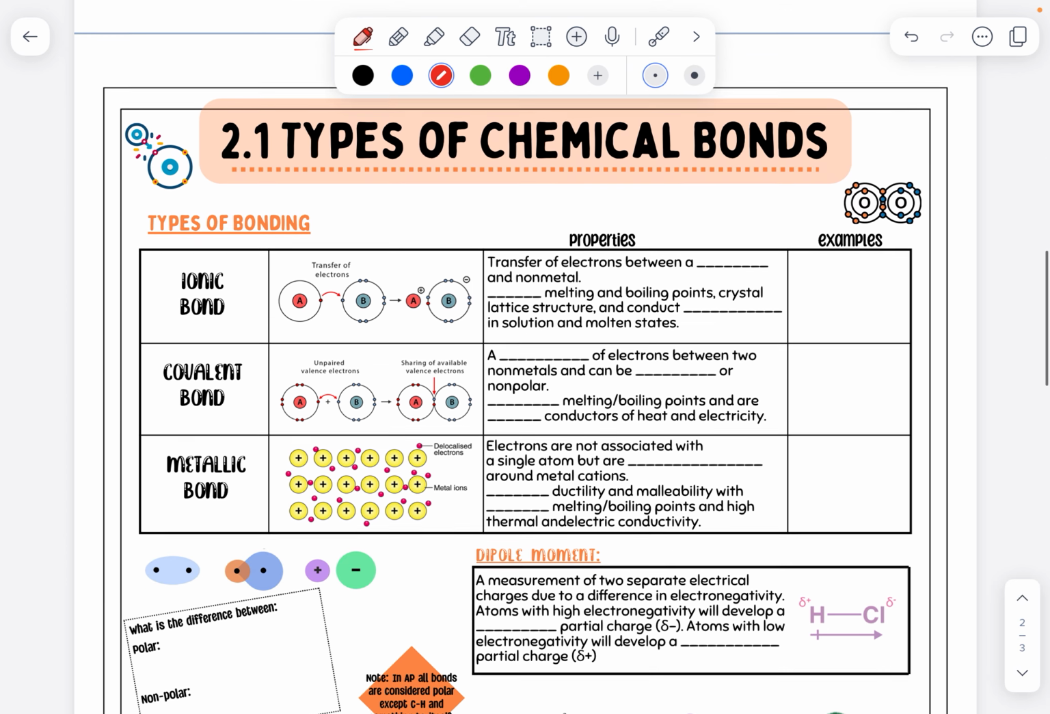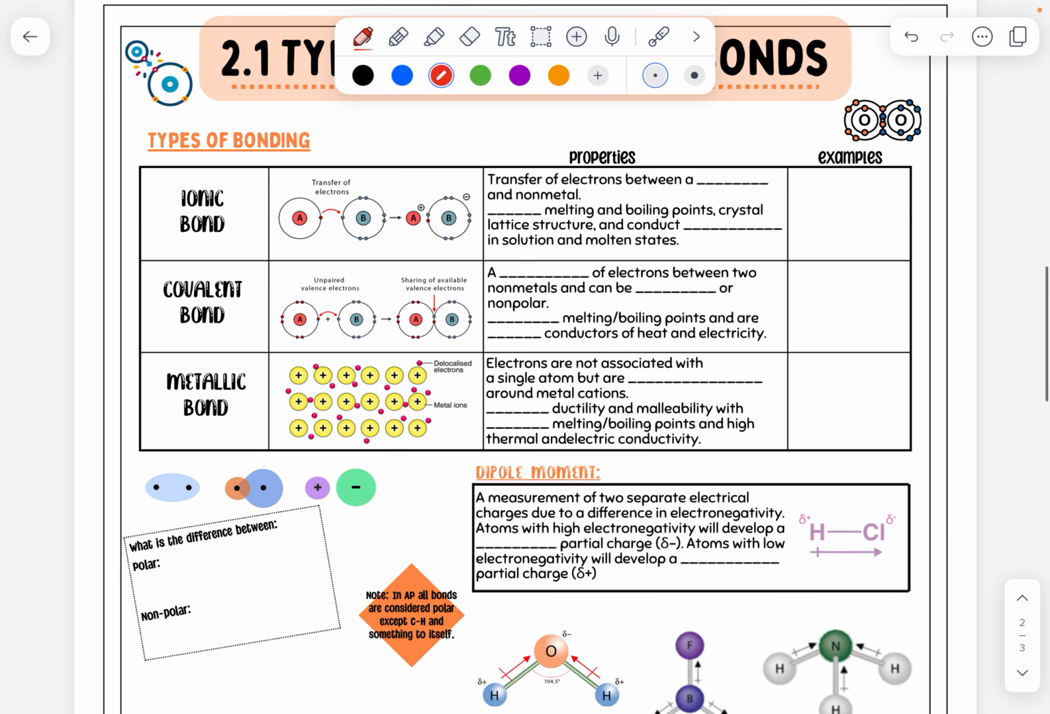So the first type of bond we're going to talk about is ionic bonds. In ionic bonds, there's a transfer of electrons from your metal to your nonmetal. And this creates a positive ionic charge on the metal and a negative charge on your nonmetal. And that positive and negative charge, remember that opposites attract, so that electrostatic attraction between the two charges is what forms that bond. So, transfer of electrons between a metal and a nonmetal.